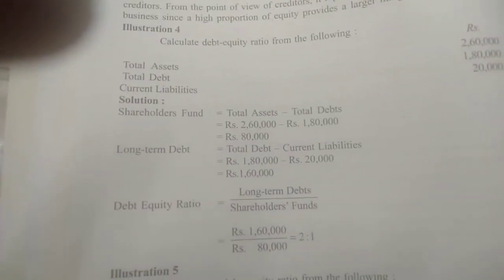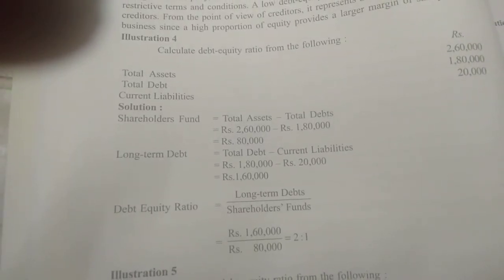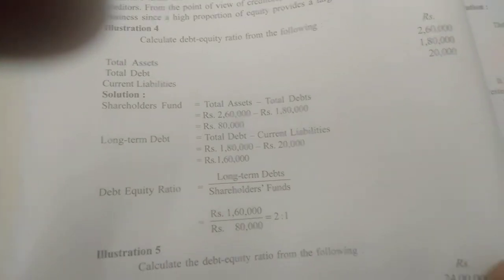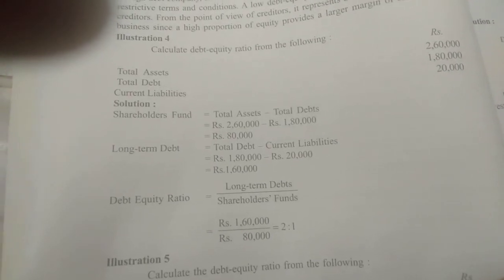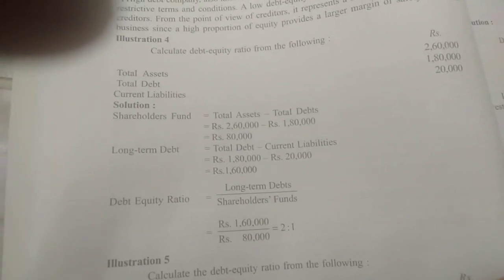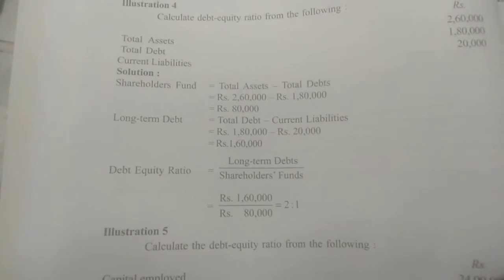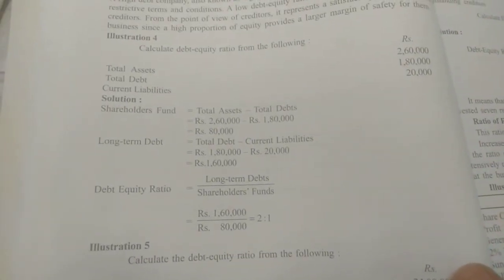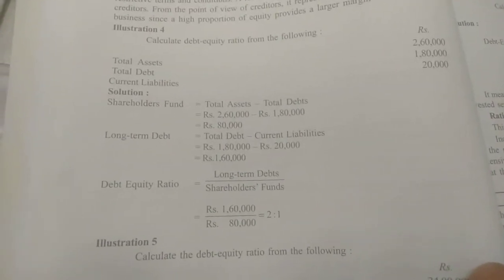Okay, now see, we all know that debt equity ratio is given in the formula as long term debts upon shareholders fund. Now here we do not have shareholders fund, that we will have to calculate. Now see the calculation, it is as usual very simple. Now how is the shareholders fund calculated? You are going to calculate shareholders fund, means the fund raised by the shareholders.